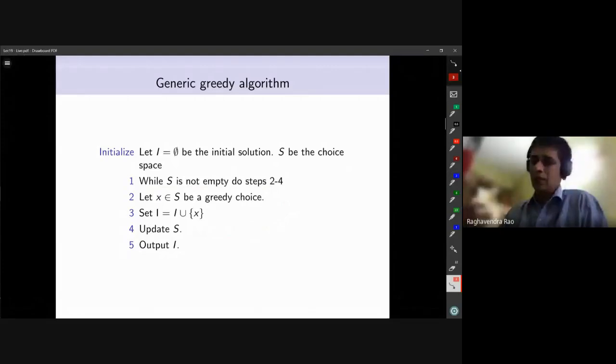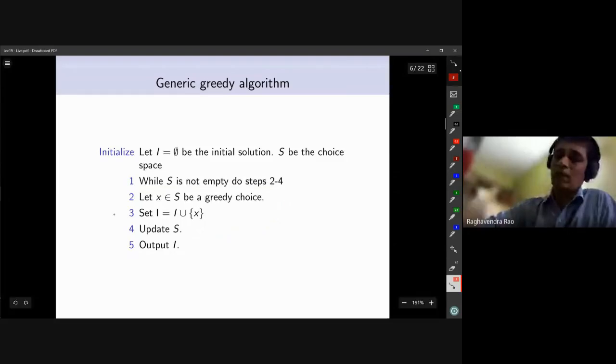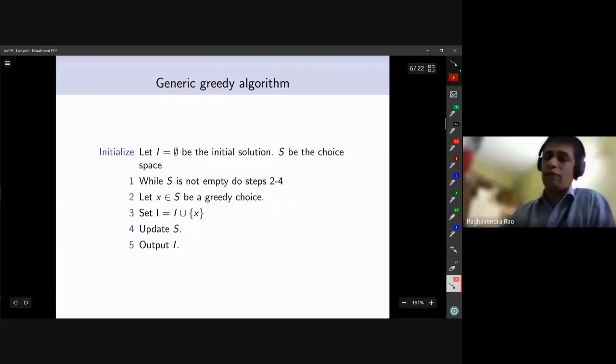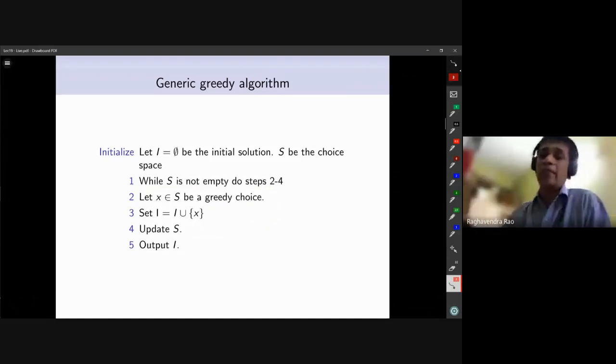so here, I've just moved away from my first slide where I gave 5 points, so we don't have that. So this is a simplistic greedy algorithm. Everything is hidden there. So when I say greedy choice, there is an objective function, there is a feasibility condition. All of these are hidden there.